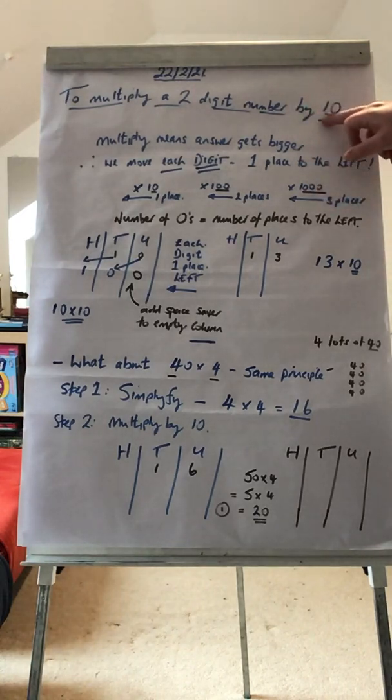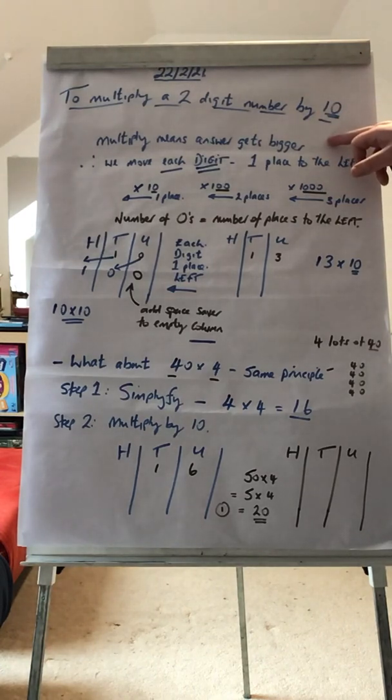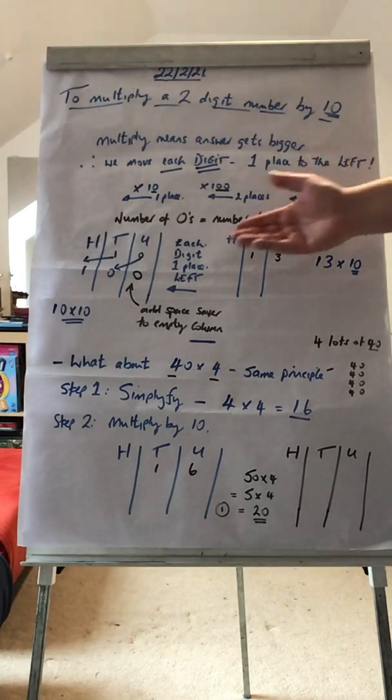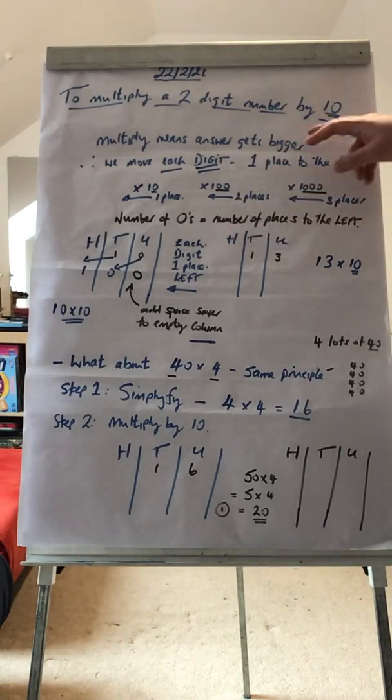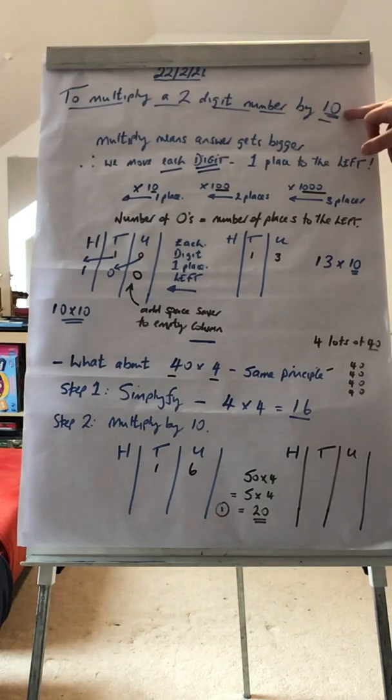Right, so chaffinches, you're going to multiply a 2-digit number by 10. It sounds really easy. It is really easy as long as you follow the rules. Multiply means that the answer you're going to get is going to be bigger. Hopefully we've now all learned that when things get bigger, numbers need to move columns. The answer you get is going to be bigger than the numbers you start with. That's the most important thing.